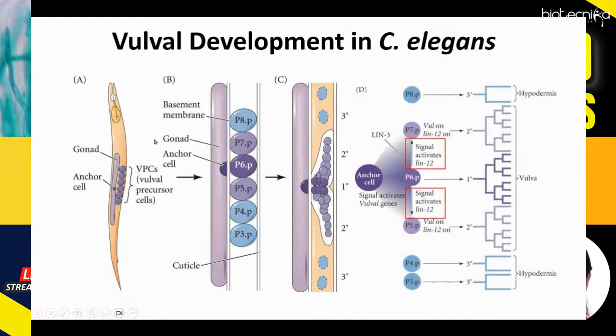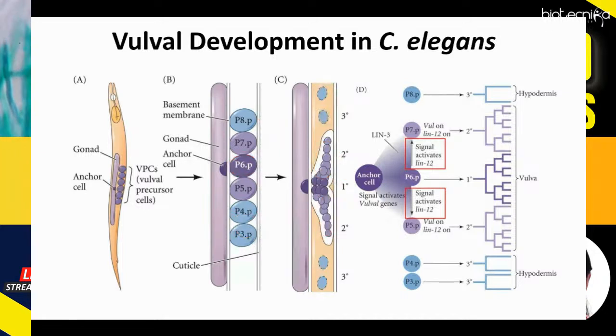So this is the vulva development in C. elegans. It's an important topic. Here is the anchor cell, the signaling cell, and this is the group of cells, VPC, vulval precursor cells, which are going to make the 22 cell vulval structure. See, this is the 22 cell vulval structure. Okay. So the anchor cell is closest to the P6P. That is why P6P takes the primary fate. And the nearby cells which get a lesser concentration of the signal will take up secondary fate. And the cells which don't receive any signal at all will take up the tertiary fate.